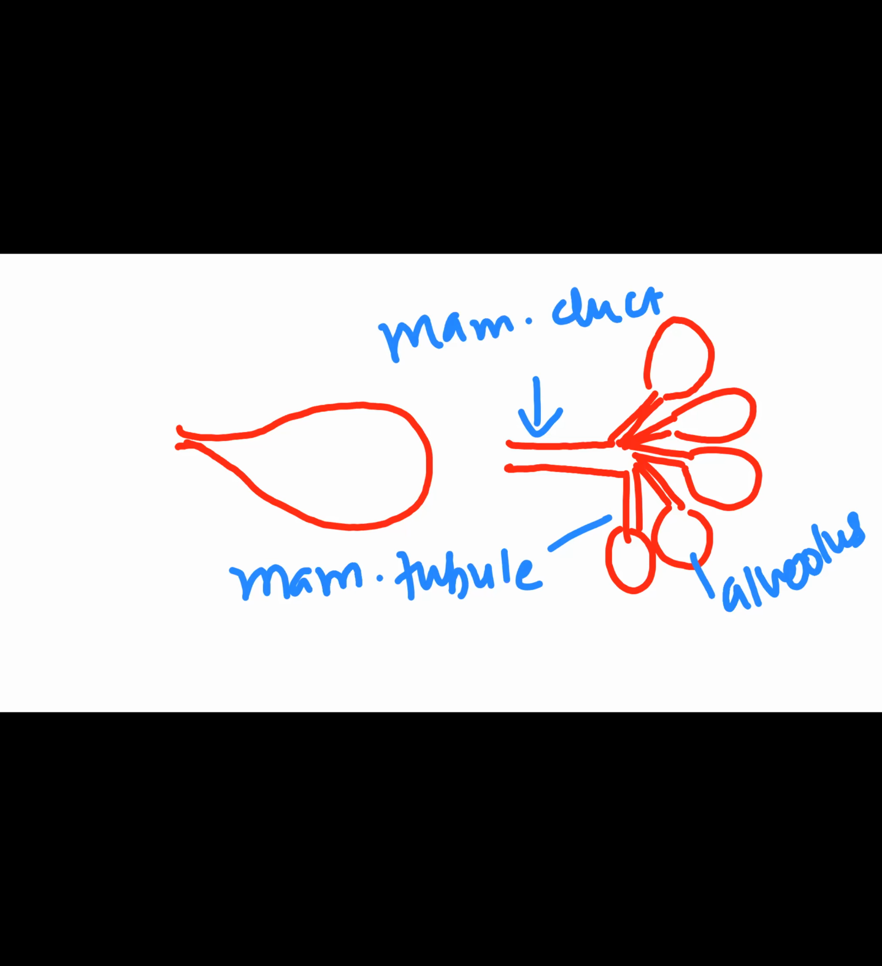So if there are 15 to 20 mammary lobes present, how many mammary ducts must be present? Equal number, 15 to 20. You agree or not? Isn't it?